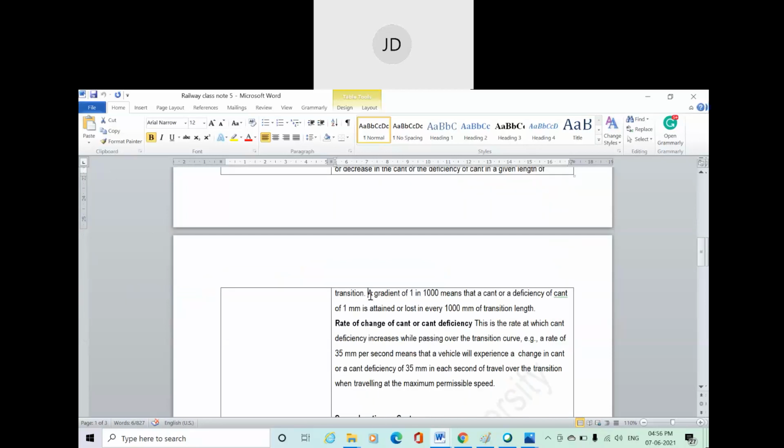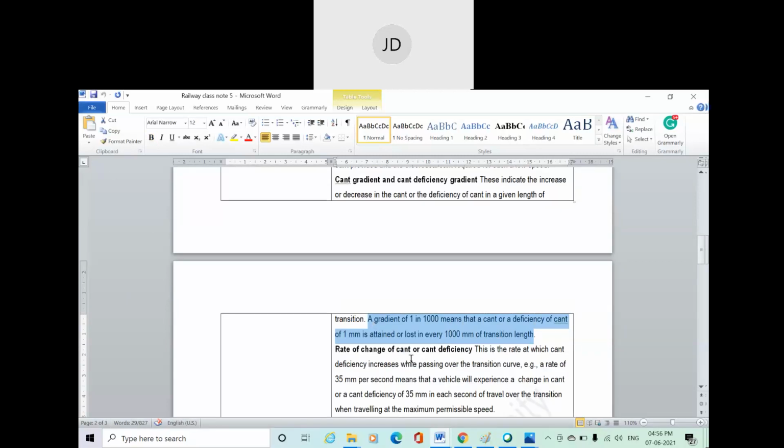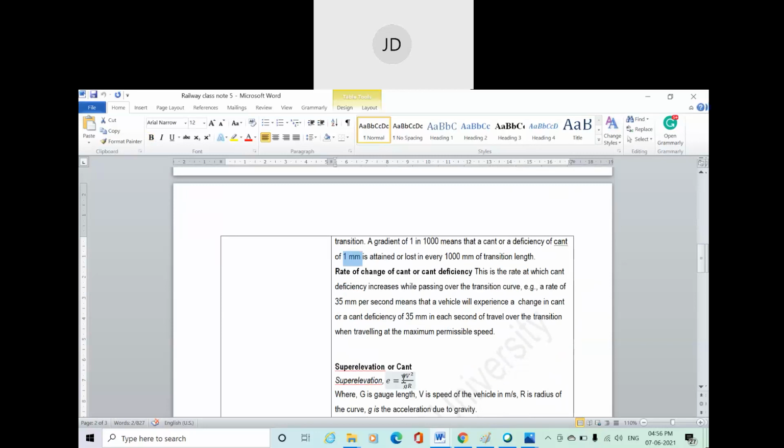Now, a cant deficiency gradient of 1 in 1000 means that a cant, or superelevation, or cant deficiency, is provided at the amount of 1 millimeter for each 1000 millimeter of transition length. That means for each 1000 millimeter length of transition curve, there is a gradual variation of cant of 1 millimeter. Fine. So, rate of change of cant deficiency.